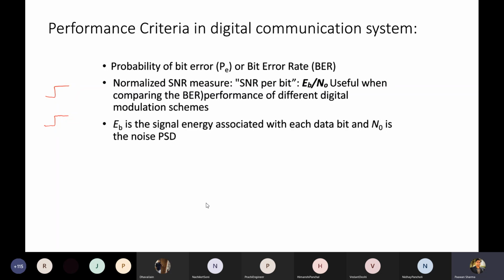So we'll see all these in detail. And Eb is the signal energy with regards to a particular data bit, and N0 is the noise PSD. What is PSD? Power spectral density. And what is ESD? Energy spectral density. Yes, spectral density. Good.